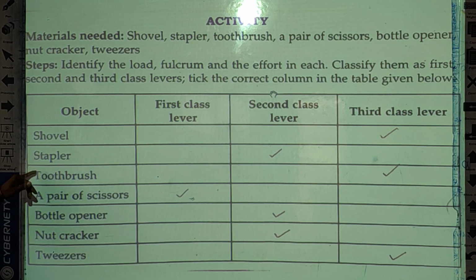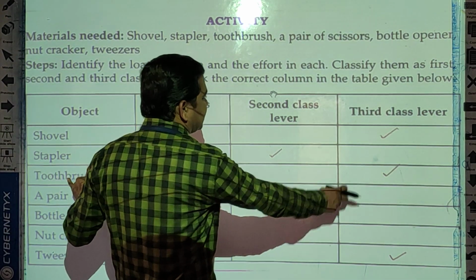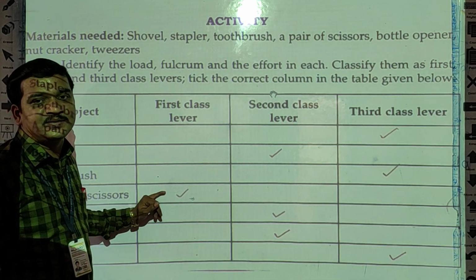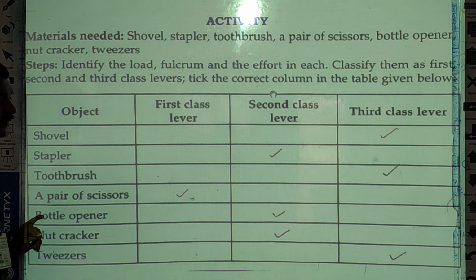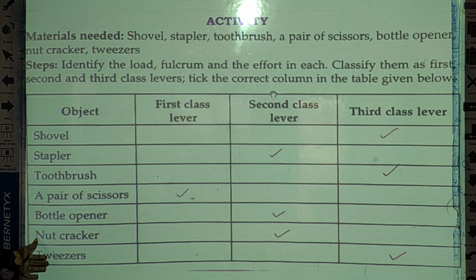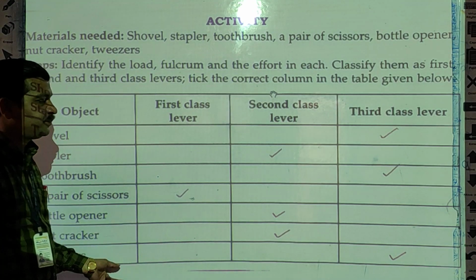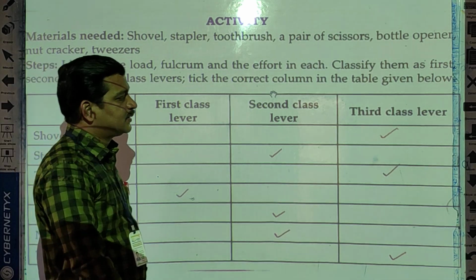Next, after stapler, toothbrush. Do you know toothbrush? Are you brushing your teeth every day? Yes. So toothbrush is an example of third class lever. The next, a pair of scissors. It is a first class lever example. Yes, very good. Bottle opener. Yes, second class lever. And nut cracker is an example of second class lever. And tweezers is an example of third class lever.